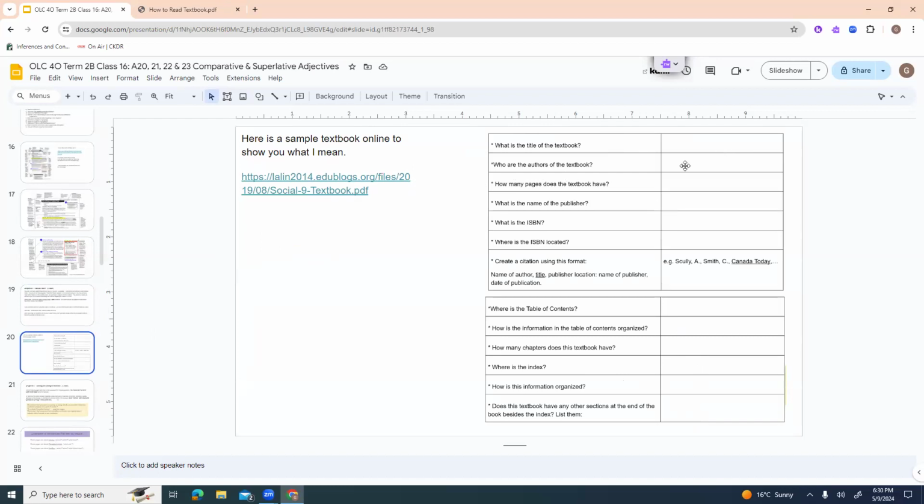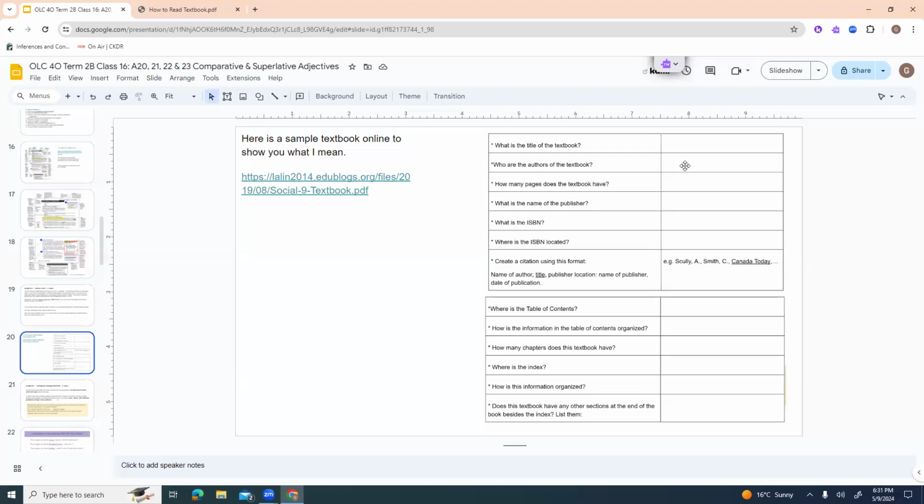Who are the authors? Be careful with that, right? There may be multiple authors, but if you have one word like Pearson, that's not the author, that's who published that particular book. For an author, you'd be looking for David Grisham or Katie Birch or whatever, right? How many pages does the textbook have? Look to the back and find it. What is the name of the publisher? That will often be either right on the front cover at the bottom or on the edge of the spine.